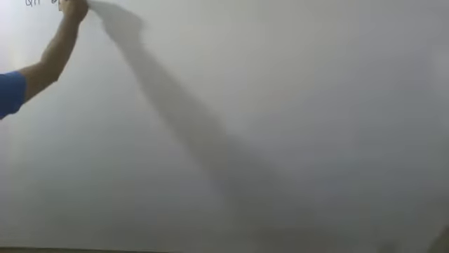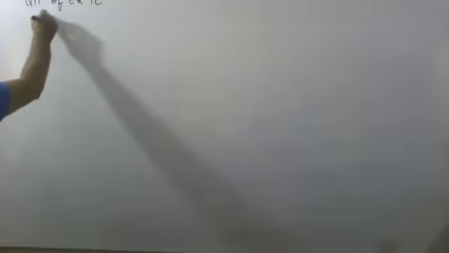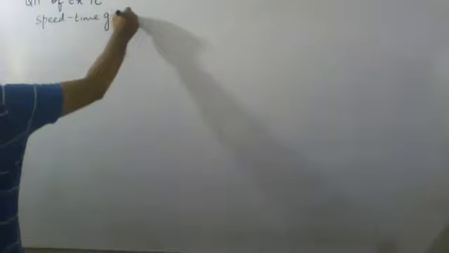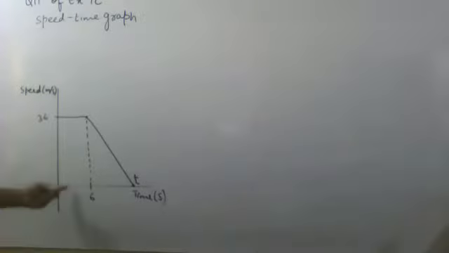Question number 11 of exercise 7C. In question number 11, they are saying it's a speed time graph which is being given to me. This is your graph which is given to us. Speed is in meter per second and time is given in second.